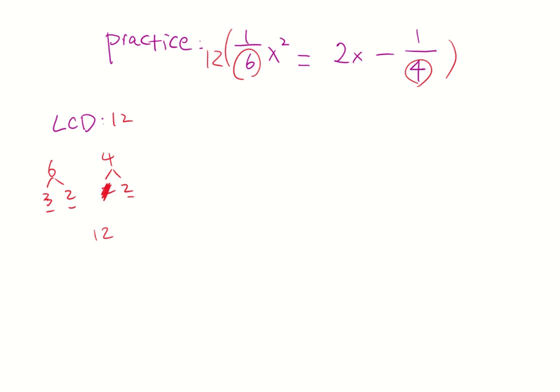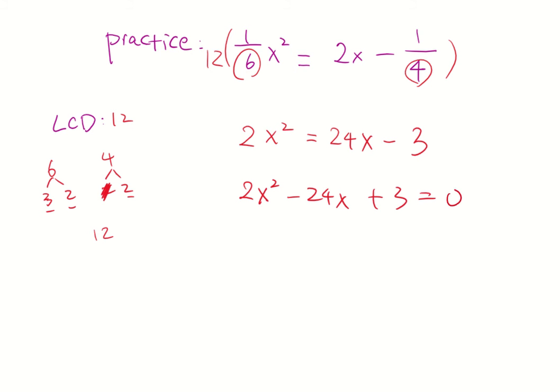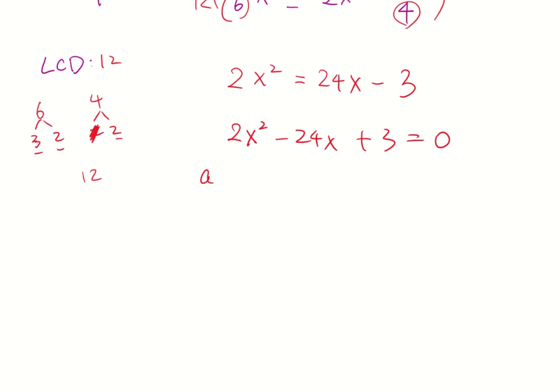So 12 times 1/6, that's 2x squared. 12 times 2, that is 24, 24x. 12 times 1/4, that's 3. Okay, so I have this equation. Now I want to turn it into the standard form. So 2x squared minus 24x plus 3 equals 0. Now a here is 2, b is negative 24, and c is 3.